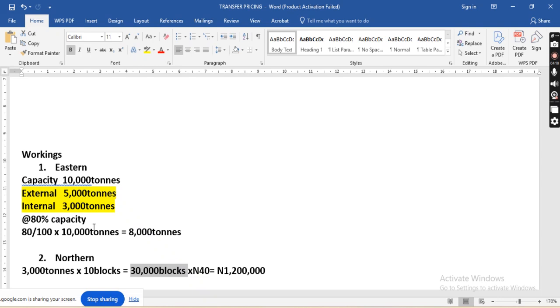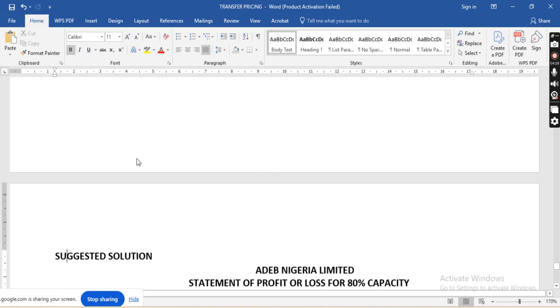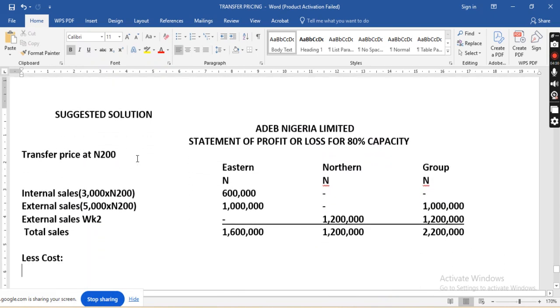Sorry, sir. Are we not supposed to bring in the internal sales before the variable cost so that we won't forget? Okay, that's fine. Thank you. I've even forgotten myself. Thank you for reminding me. Internal transfer, right? Internal transfer of 600. Thank you.